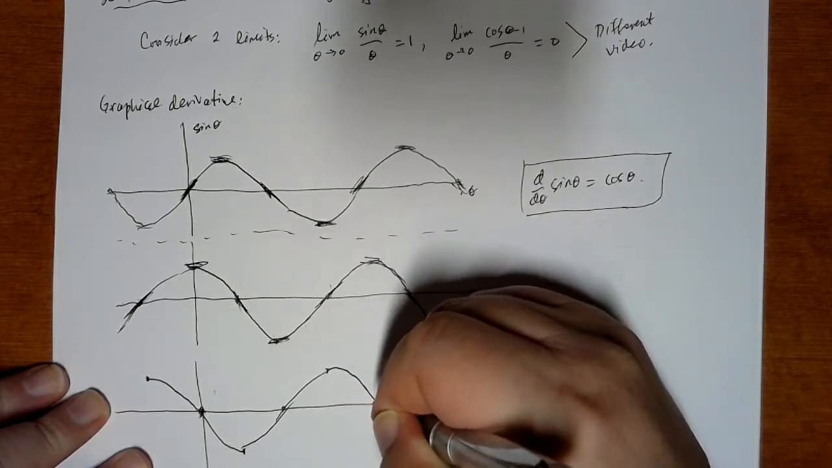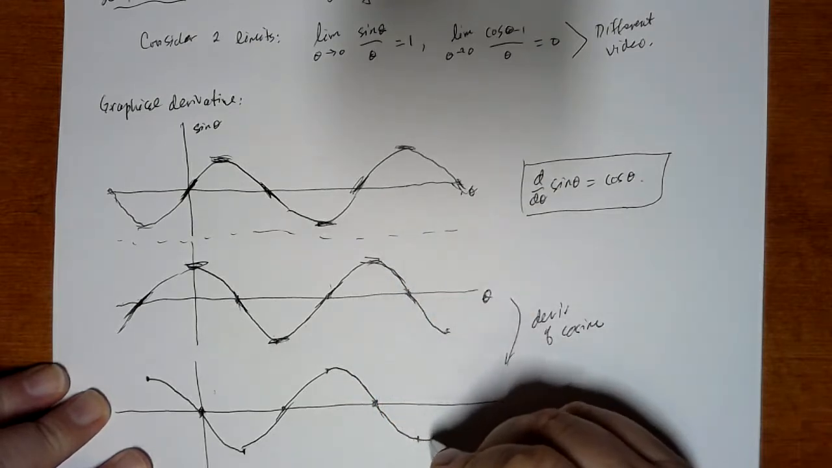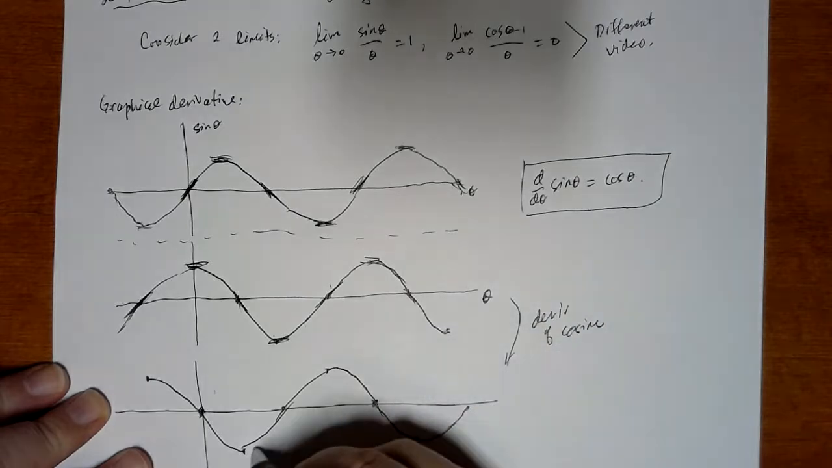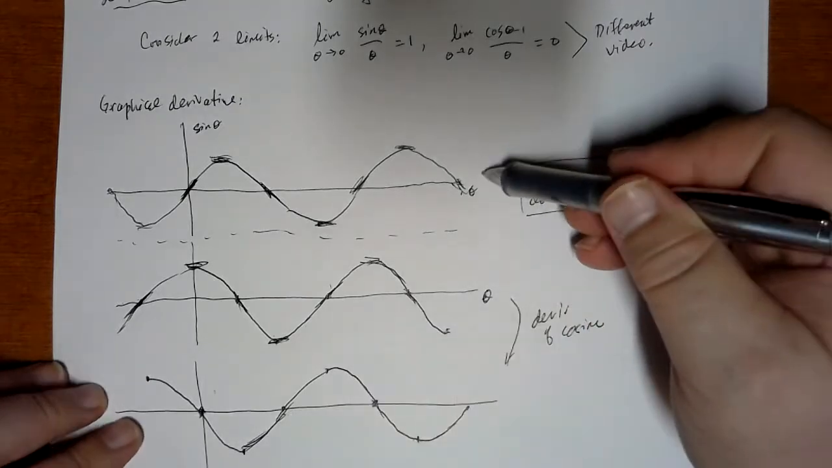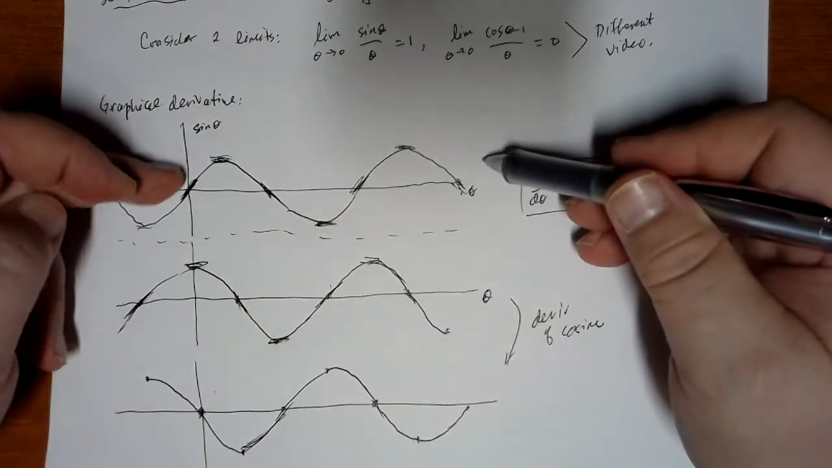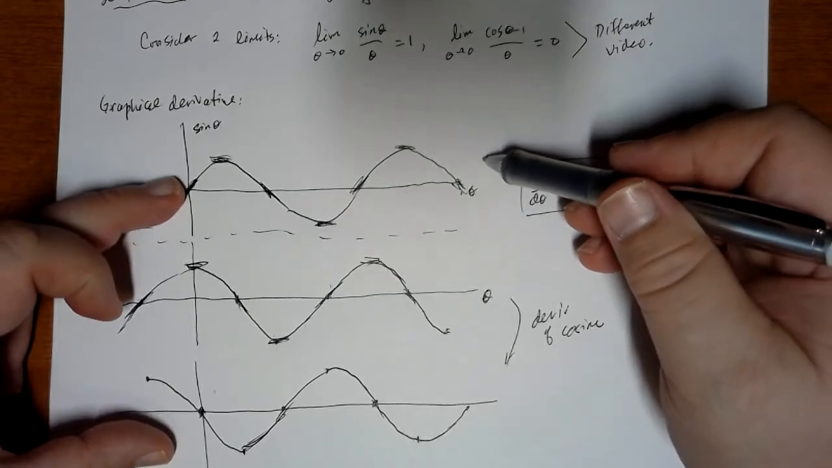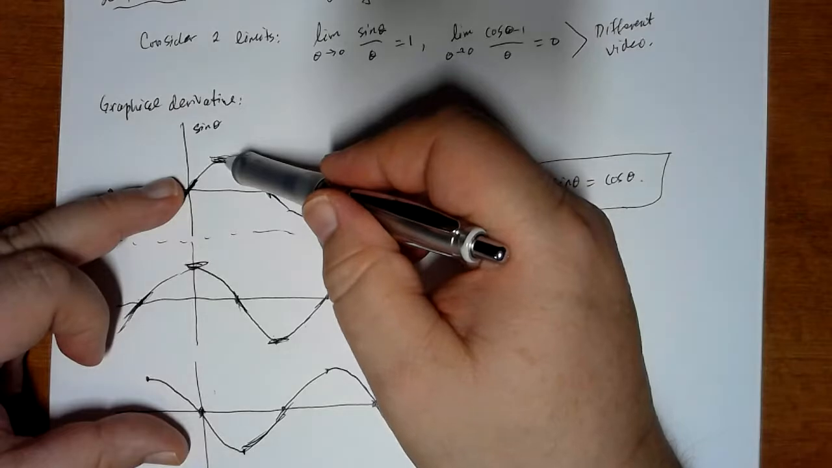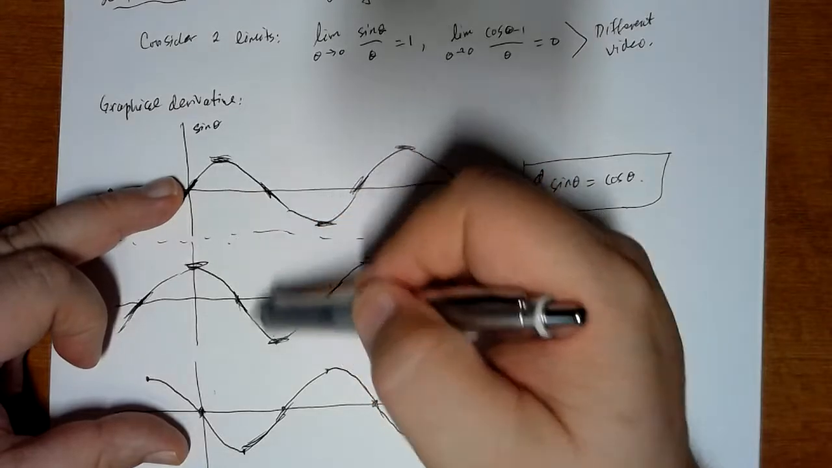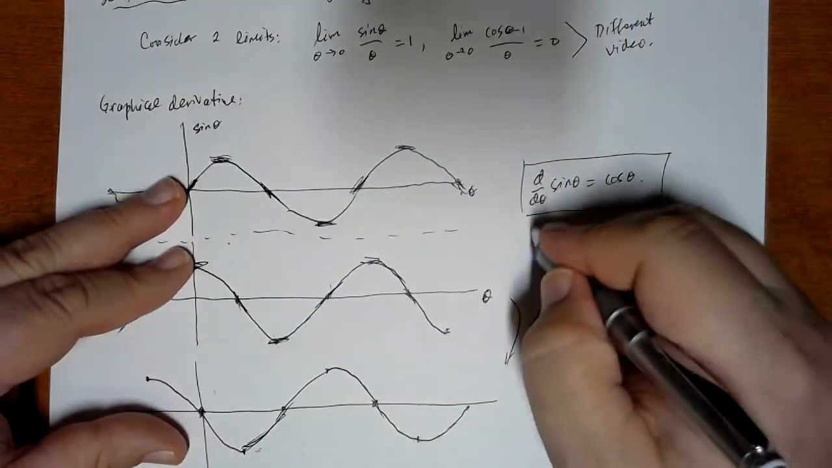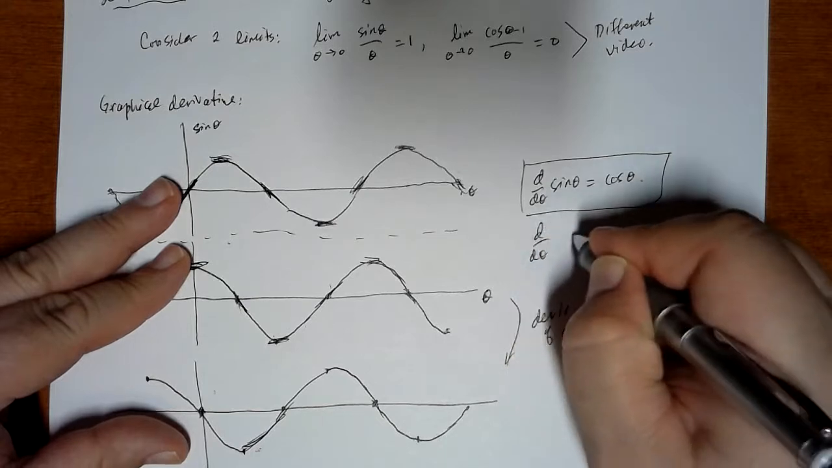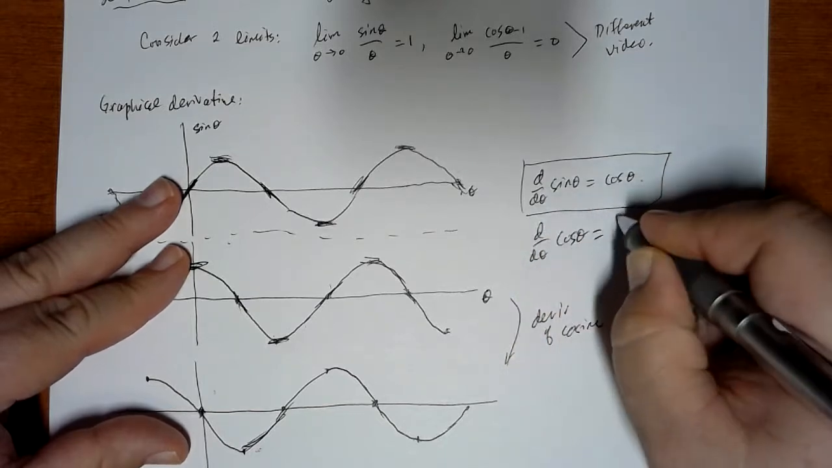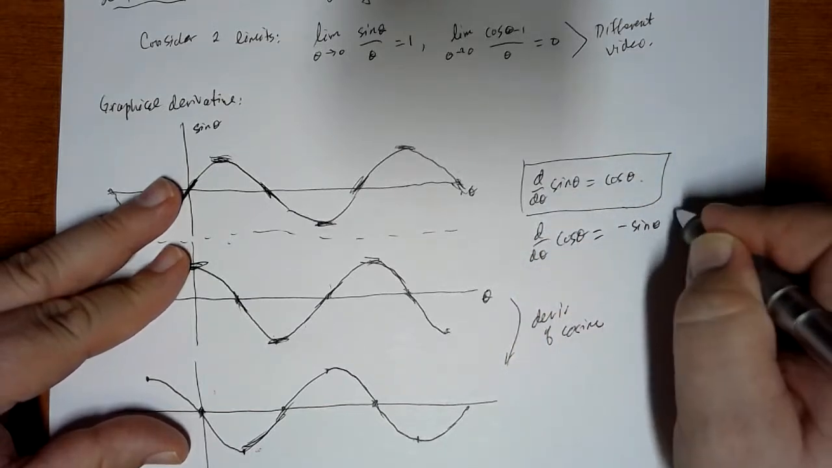Are you seeing it yet? What curve does that look like? Is it the sine wave? No, it's not the sine wave. It's minus the sine wave. If we take negative sine, these would all flip down, and so we would get this. And so we see that the derivative of cosine of theta is minus the sine of theta.